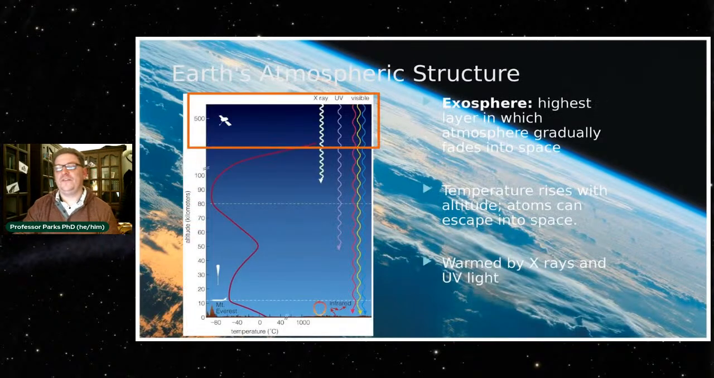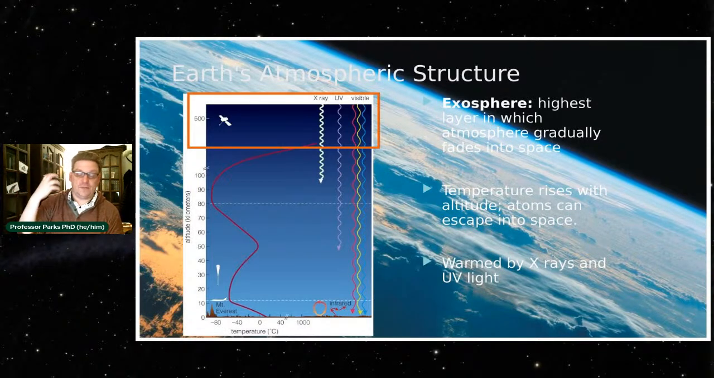And then you have the exosphere, which, technically speaking, is at an even higher temperature. But as I've already mentioned, the exosphere is the most rarefied. You're talking about maybe tens of atoms or less per cubic centimeter. And it is warmed by X-rays and UV. So at this point, there is some neutral hydrogen that still survives at these heights that can extend beyond the moon.